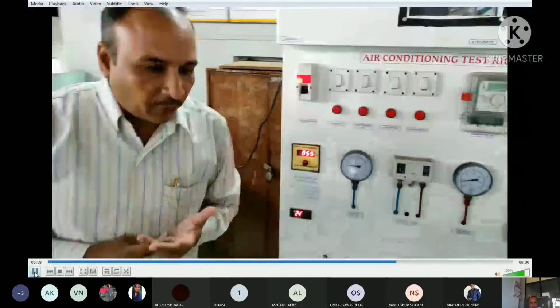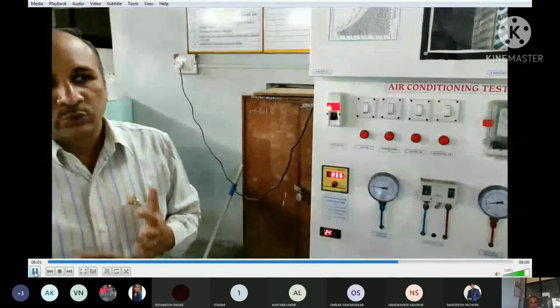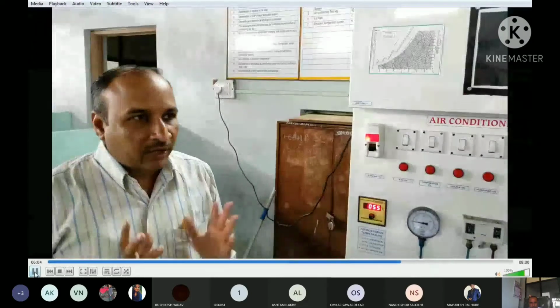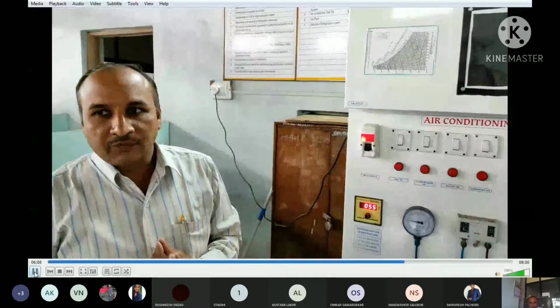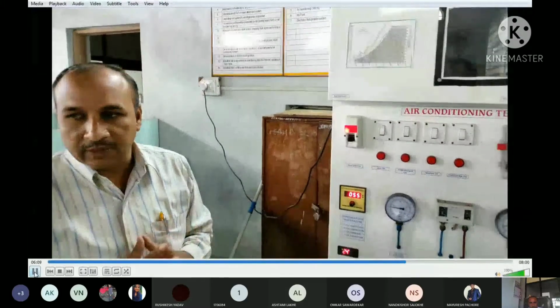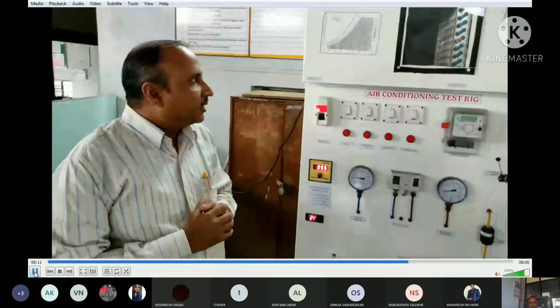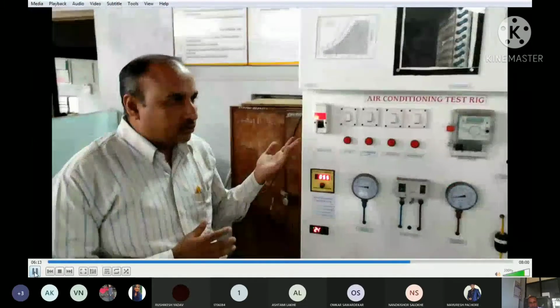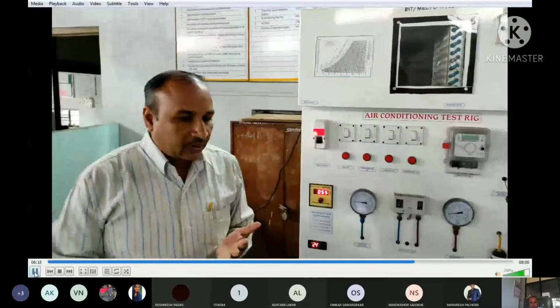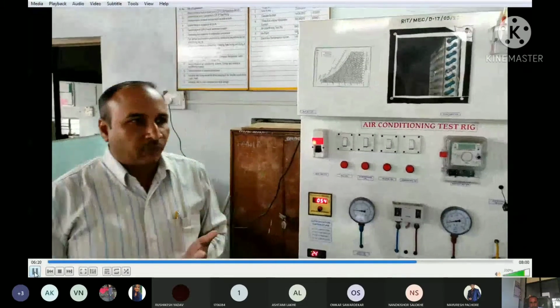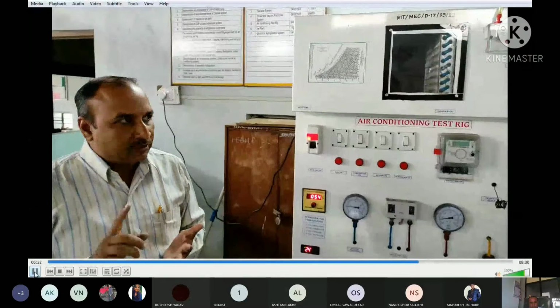What is the second property which can be easily measured? It is the dry bulb temperature, which is measured by an ordinary thermometer. But what is the third property? There are properties of moist air like dry bulb temperature and wet bulb temperature. Wet bulb temperature comes later on.